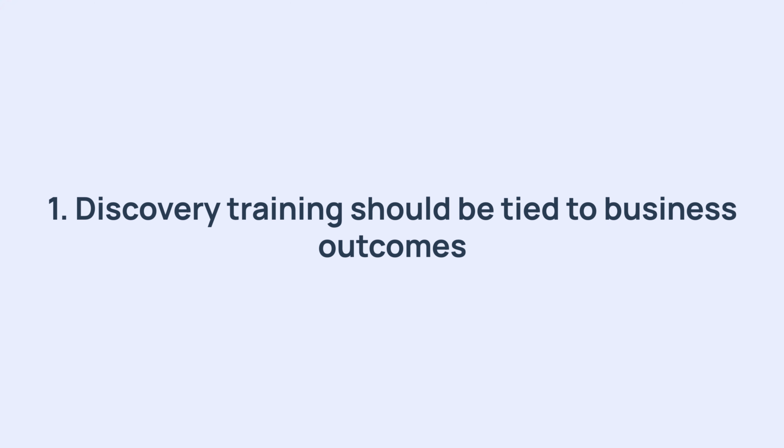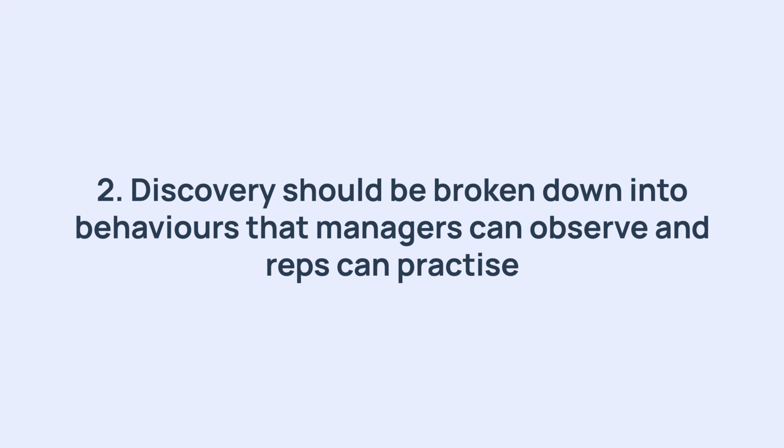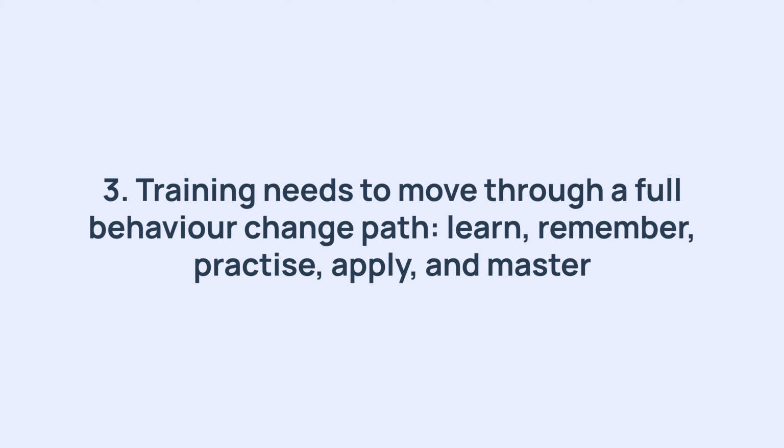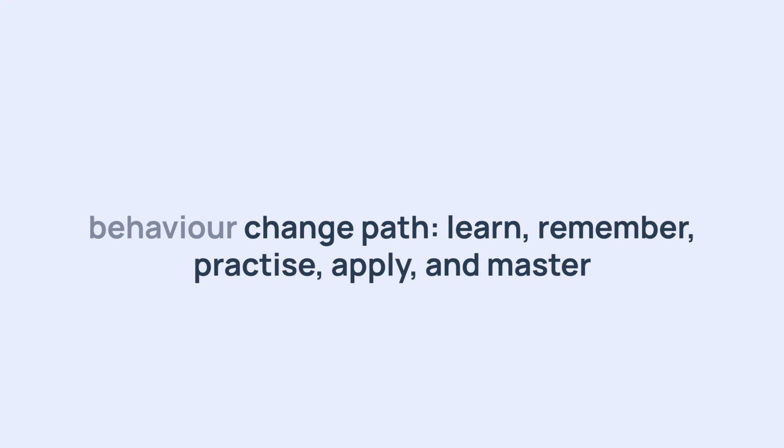At the center of the approach are 3 simple ideas. The first idea is that discovery training should be tied to business outcomes, not vague learning goals. The second idea is that discovery should be broken down into clear behaviors that managers can observe and reps ultimately can practice. Third, training needs to move through a full behavior change path. Learn, remember, practice, apply, and master.